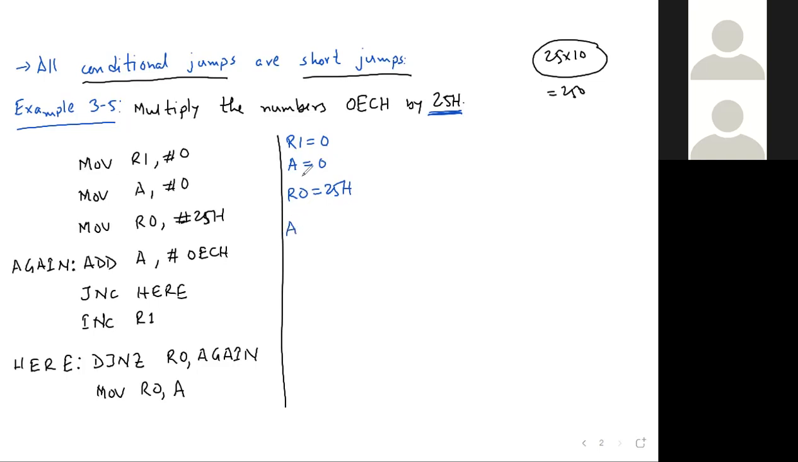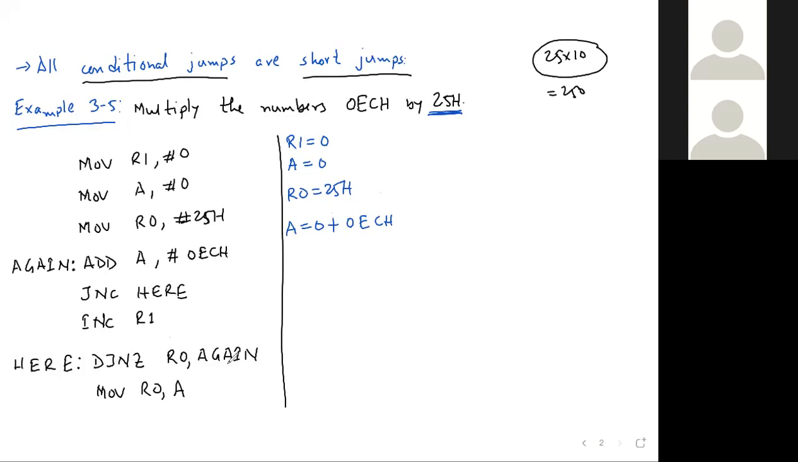Now you come to this level, that is ADD A, 0ECH. Initially A contains the value 0, so with 0 you add 0ECH and the result is stored in A. Then you come to JNC, jump if no carry. When you are adding 0ECH with 0, definitely there will be no carry, so this condition will be fulfilled for the first time and we jump to this level.